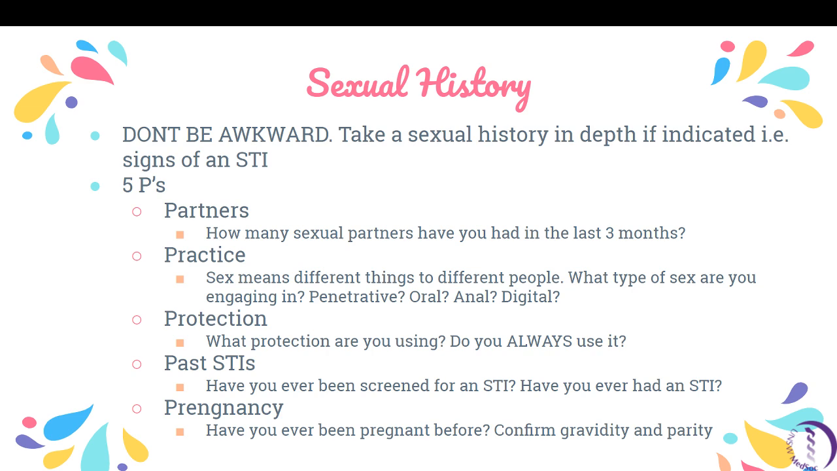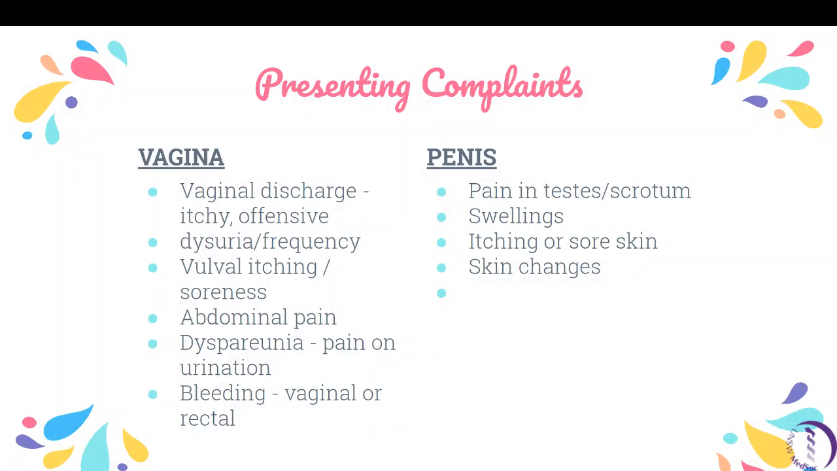Okay. Alrighty. And just so you know, these are the presenting complaints that might cause you to go through a sexual history. So people with a vagina, it's mainly just vaginal discharge or vulval itching or anything like that. People with a penis, it would just be pain in the testes or scrotum, swellings, itching or sore skin, or any skin changes. Okay, so if it's anything down there, that's usually an indication that it could be an STI, and because of that, you might just want to ask a bit about sexual history.